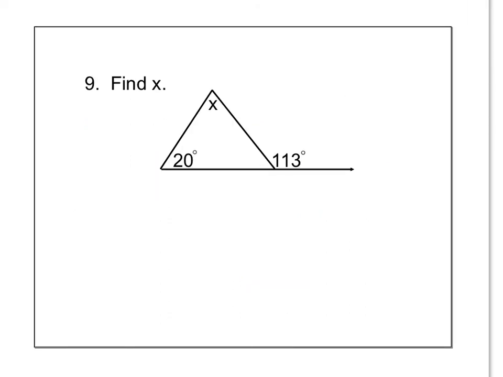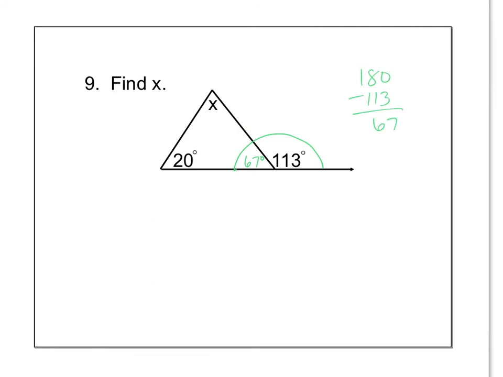Please pause the video and give this one a try. So one way to do this is using the shortcut. You could do x plus 20 equals 113 and then subtract 20 and figure out what x is. Or you might think about these two adding up to 180. So 180 minus 113 is 67. So this ends up being 67 degrees.